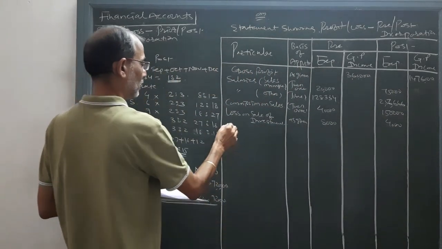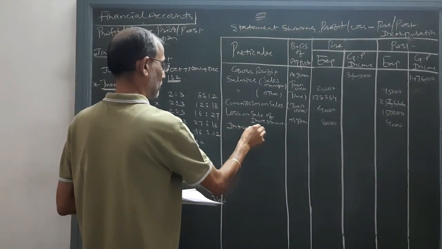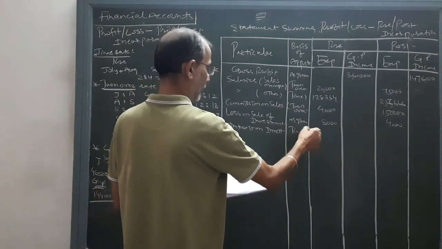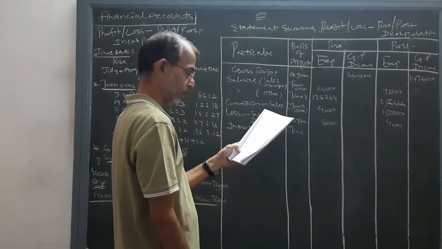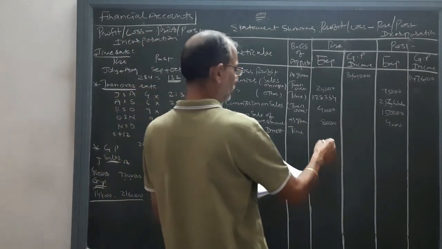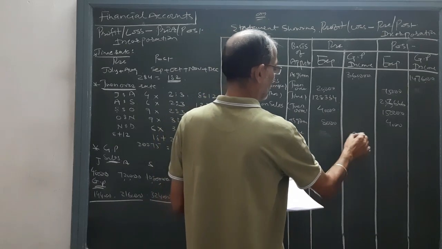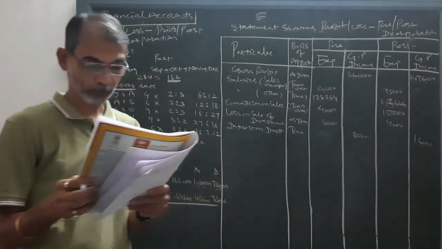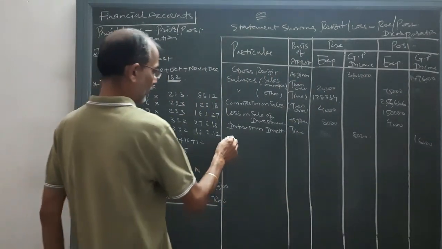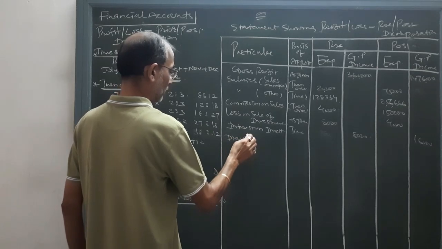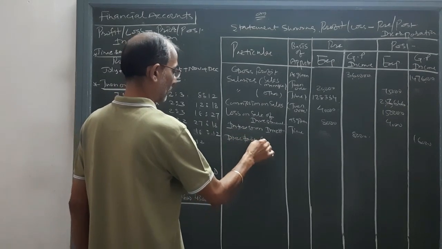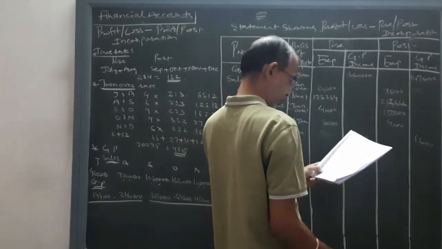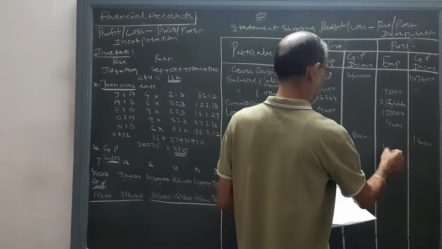Interest on investment, that will be distributed as per time ratio, 24,000, that means 8,000 and 16,000 in the column of income. Director's fee, director is always appointed in company, so that will be allotted to post period, 1,80,000.